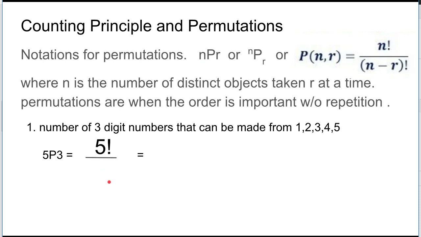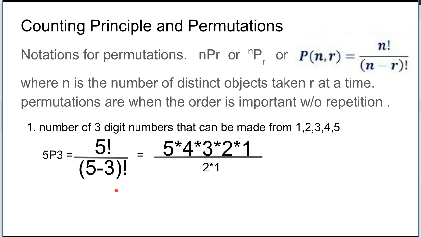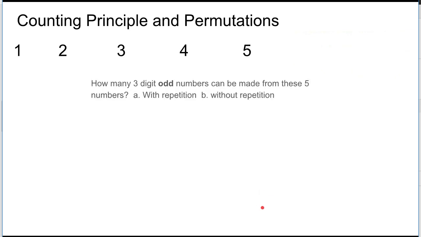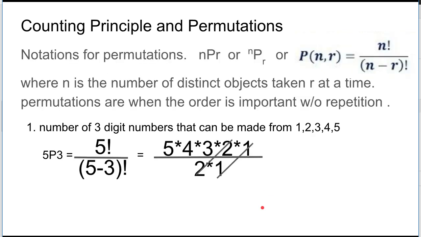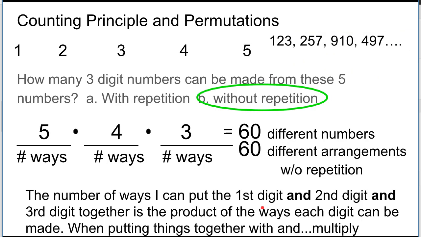And I'm going to do 5 factorial over 5 minus 3 factorial, which 5 factorial is 5 times 4 times 3 times 2 times 1. And then 5 minus 3 is 2 factorial, which is 2 times 1. And you'll notice if I do that, the 2 and the 1 are both going to cancel out. And it's going to leave me with 5 times 4 times 3, which is the same answer that I got before. 5 times 4 times 3.